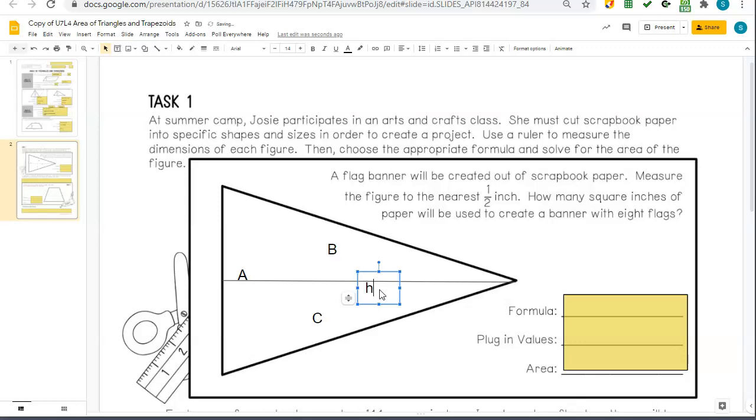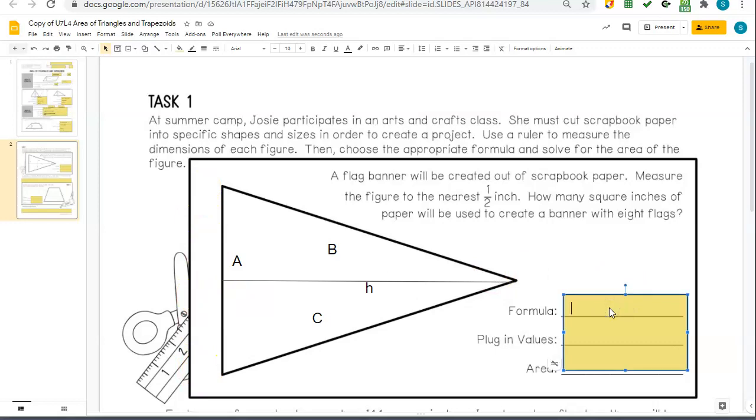What are the 2 units that I'm going to use to calculate the area here? Or what are my 2 measurements? Am I going to use A and B, A and C, A and H, B and A, B and H, B and C? Which 2 letters am I going to use? Well, remember that the 2 measurements that we have to have are perpendicular to each other. So we're going to use A and H.